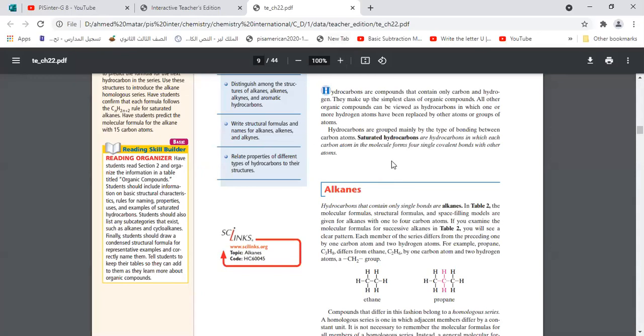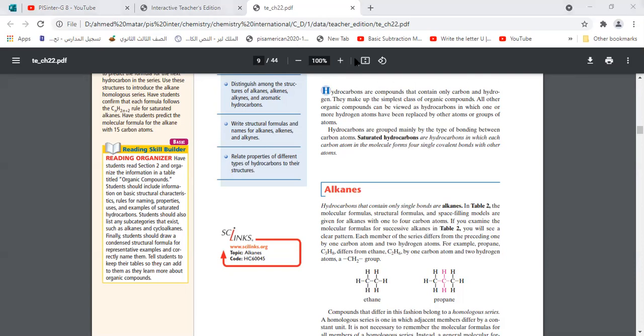Actually, hydrocarbons could be classified into two main categories, saturated hydrocarbons and unsaturated hydrocarbons. What is the difference between them? Saturated hydrocarbons are the hydrocarbons in which all the carbons in these compounds are attached by single covalent bonds, okay? Like this one, for example, just single covalent bonds between the carbons. So we call this a saturated hydrocarbon. While the other one may contain one or more double or triple covalent bonds between carbons.